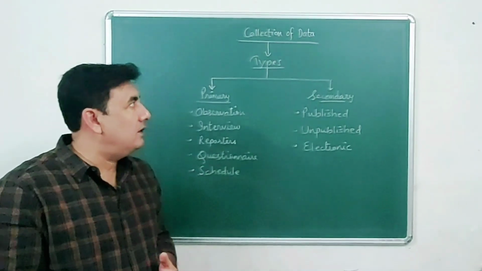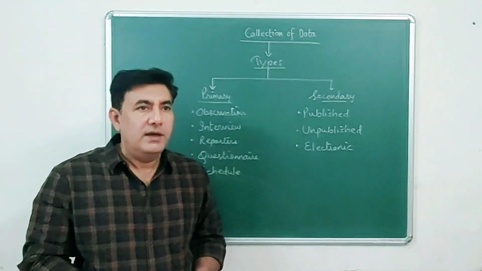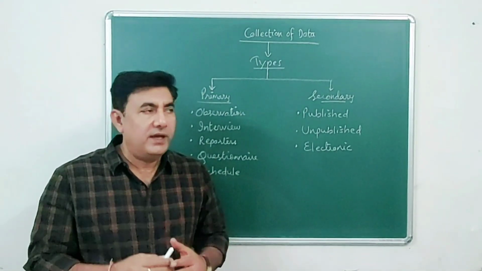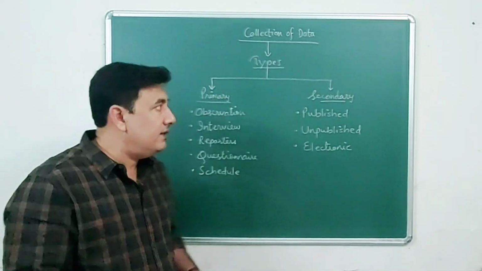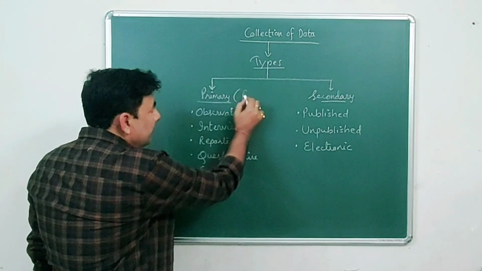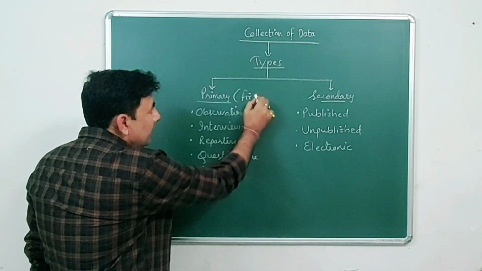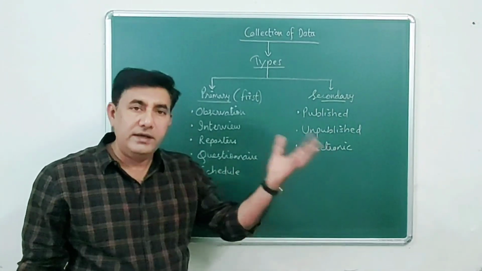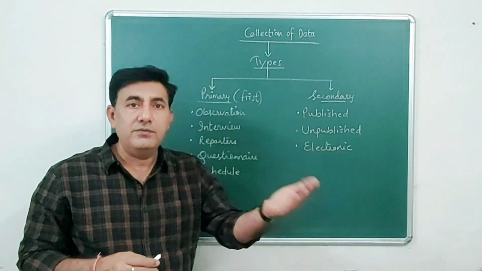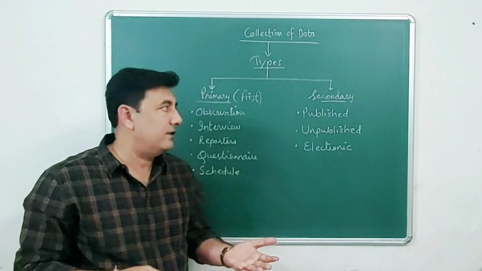The next topic is collection of data. And as we know, there are two different types of data, that is primary data and secondary data. Primary data are collected for the first time. That is why they are called primary data. And in case of secondary data, already the data has been collected by someone and we are using that. So that is secondary data.